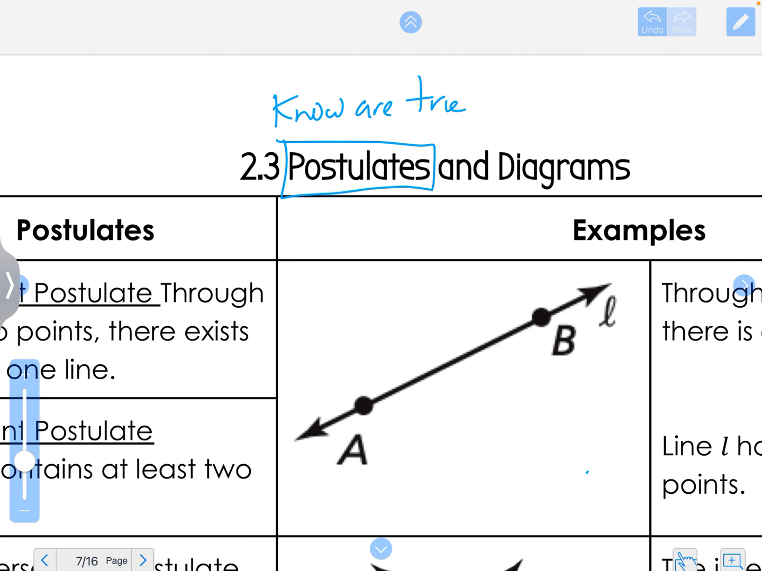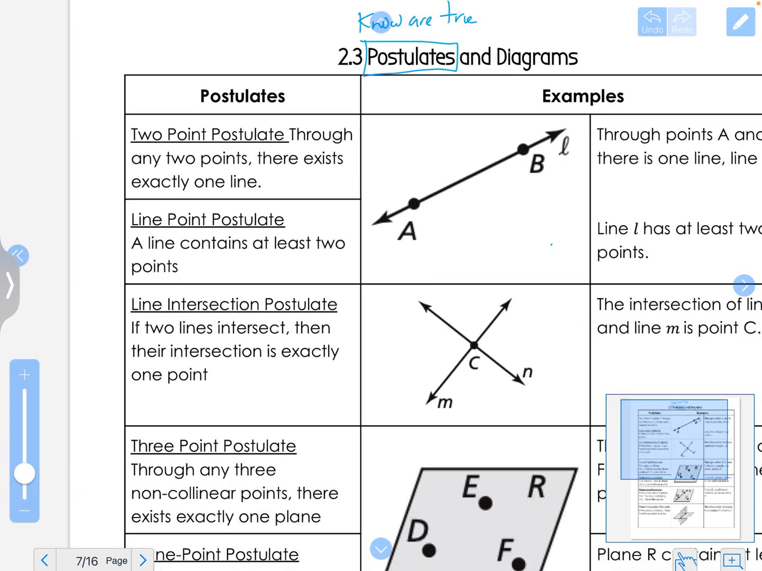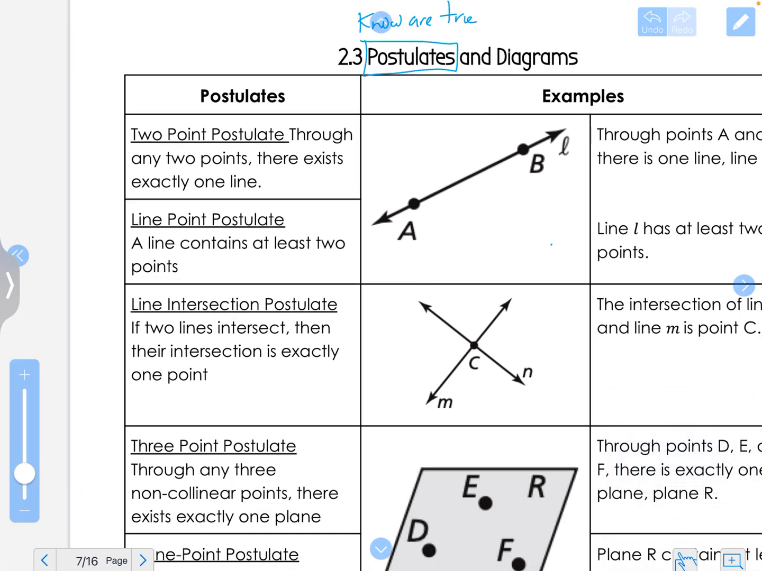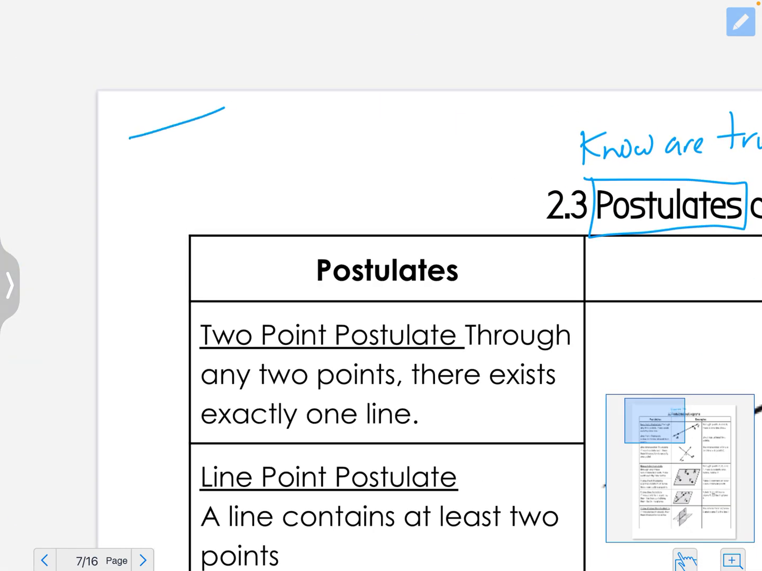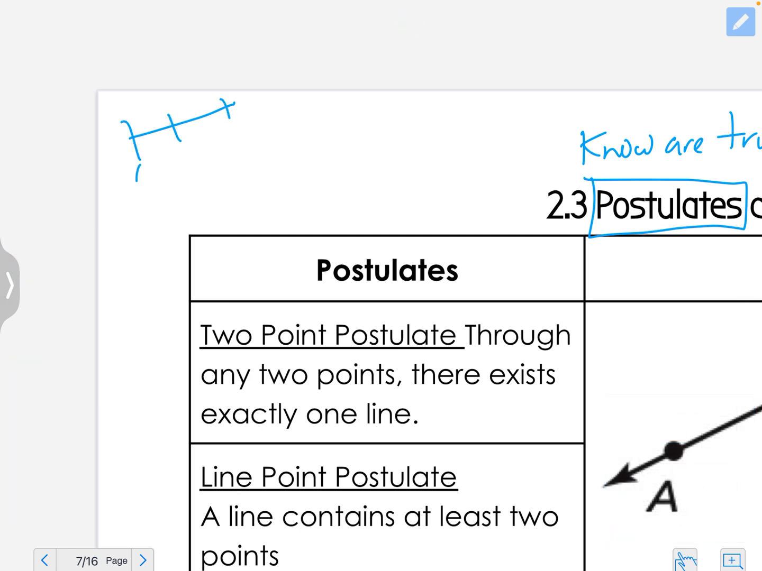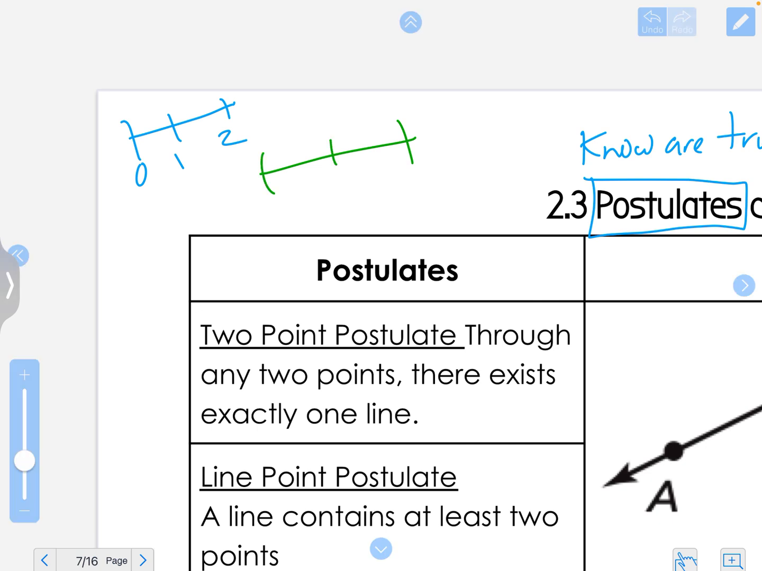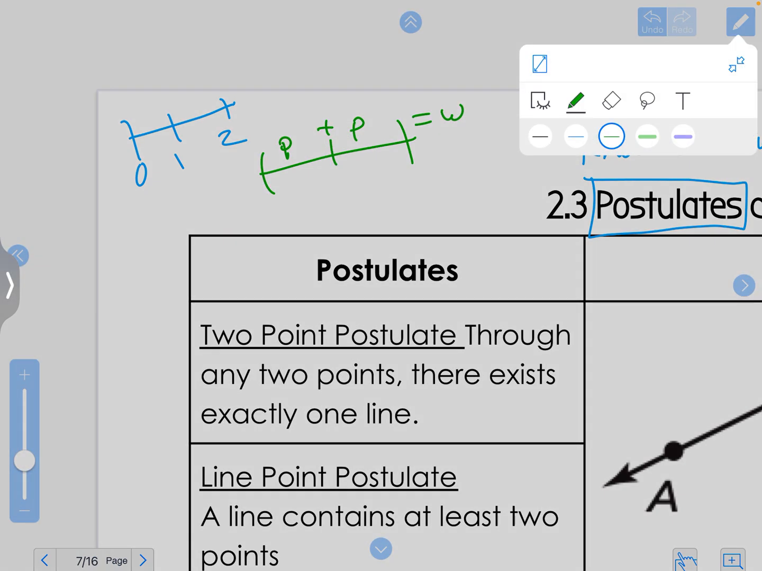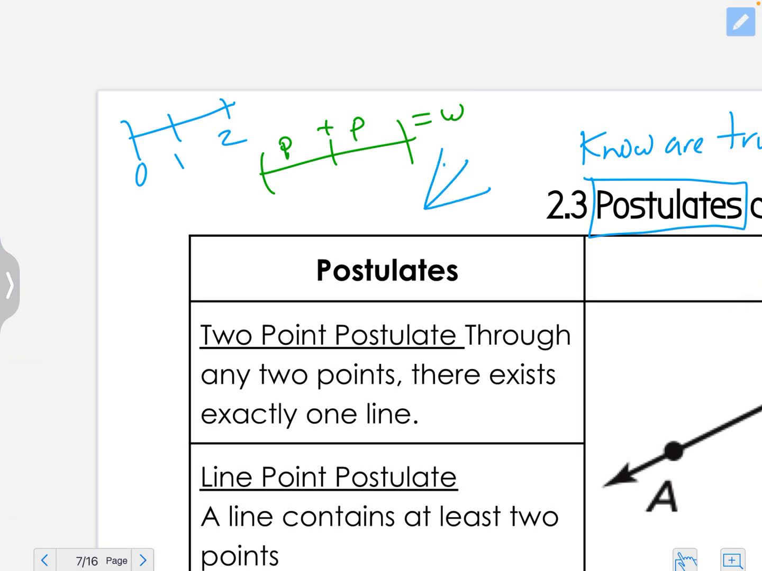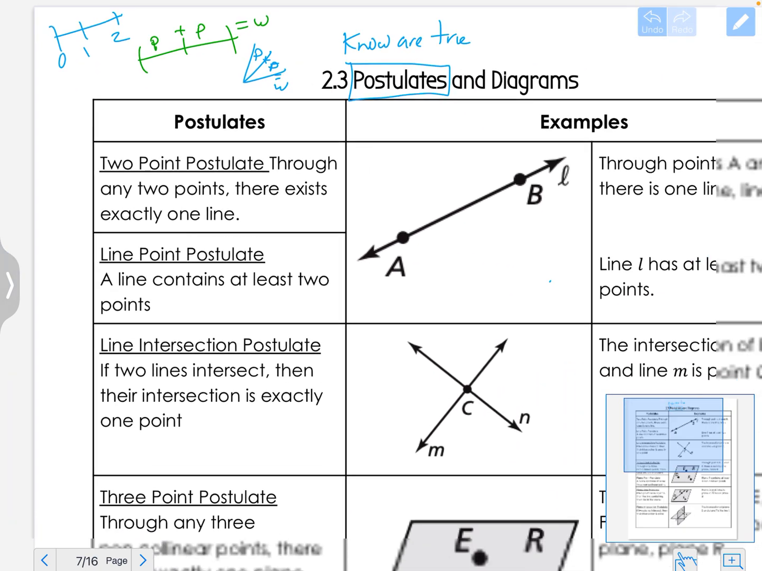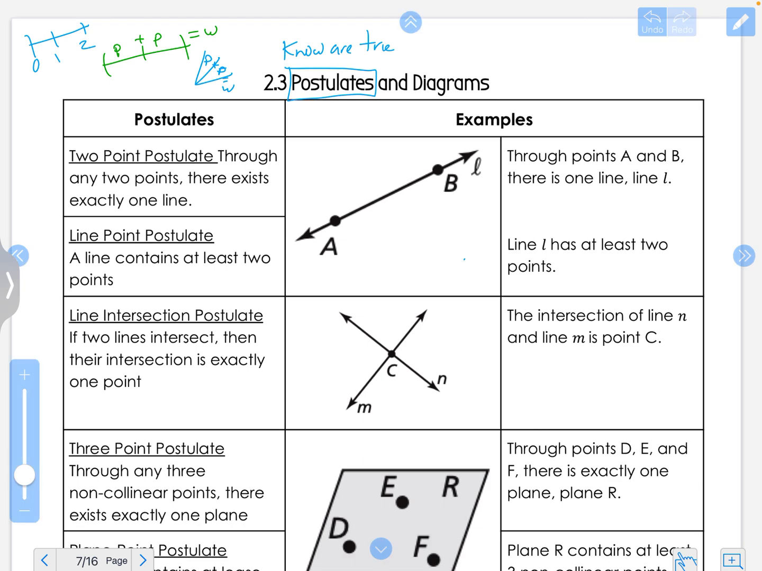are fact. First unit, we learned 3 different postulates, if I remember correctly. We learned our ruler postulate, which just means if we have a number line, those numbers correspond to real numbers in the real world. We learned our segment addition postulate, where part plus part equals whole. And we learned our angle addition postulate, where part plus part equals the whole angle. And so those are the 3 postulates we've talked about so far, and now we're going to talk about more.